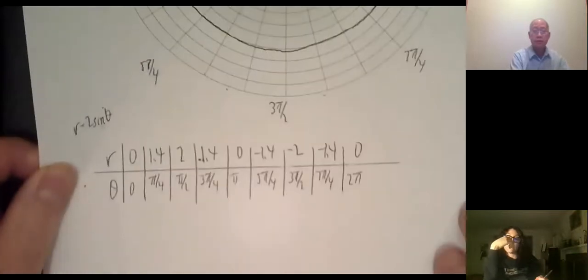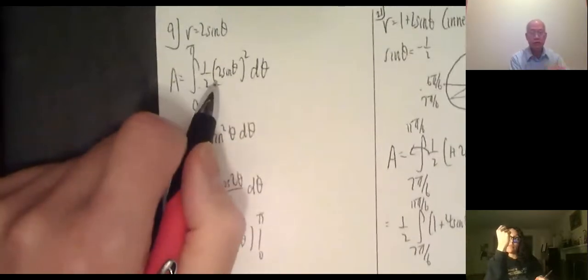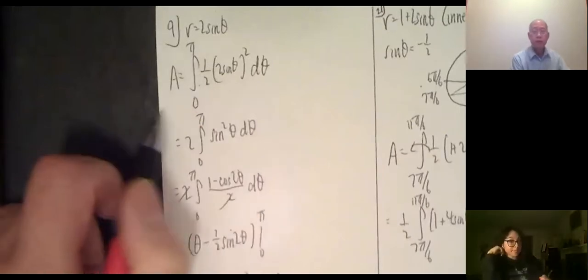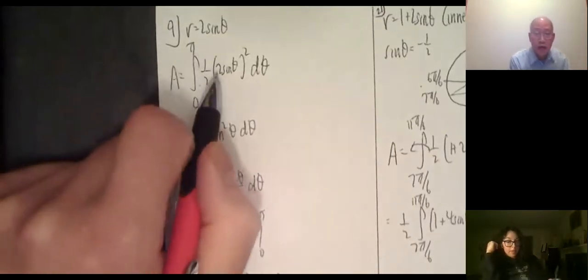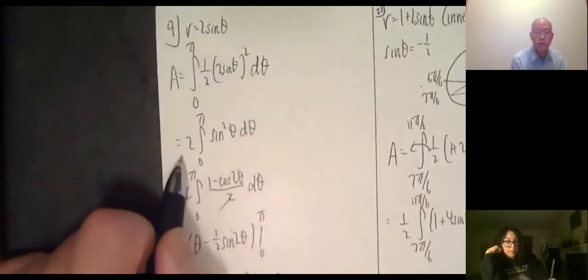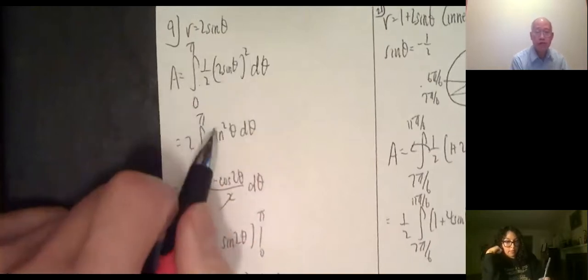Okay, and all that. So notice I'm only going from 0 to pi of 1/2 r squared d theta. Okay, take out the half. I have 2 squared, which is 4. 1/2 times 4 is 2. Okay, half comes out, 4 comes out. I have sine squared theta.